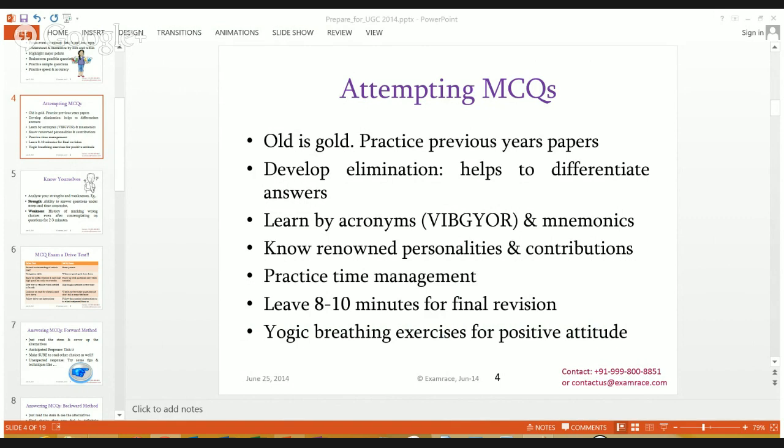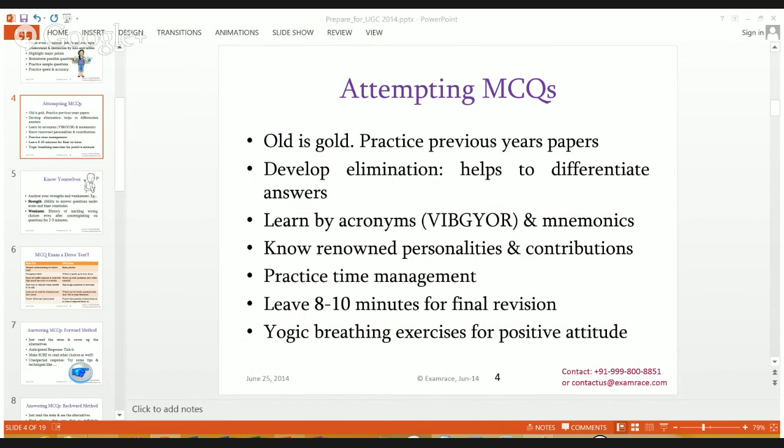Try to finish out the paper in 1 hour and leave those 15 minutes for final revision. That will help you scrutinize the questions that you have either left out or you are doubtful about. Sometimes there are questions that require a lot of calculations, like questions on data interpretation, which are mainly tables.